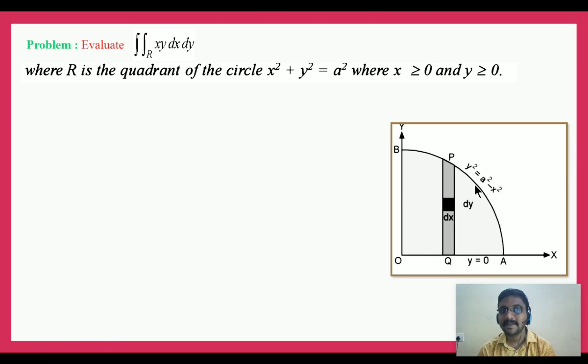Y limits must and should be in terms of x, because the strip is parallel to the y-axis. So y limits are 0 to root of a squared minus x squared. And for x limits, within the region, the limits run from the origin to the point here, a,0. So x varies from 0 to a. These are the x limits.